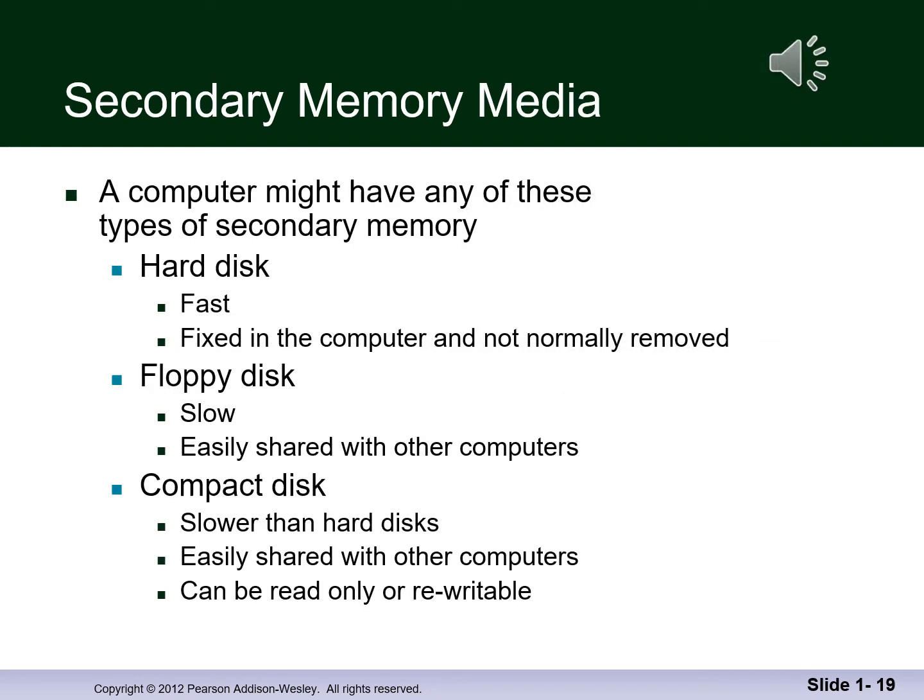A computer might have any one of these types of secondary memory. A hard disk drive. They're fast, they're fixed and inside the computer. You don't normally remove them, although there are removable hard disk drives.